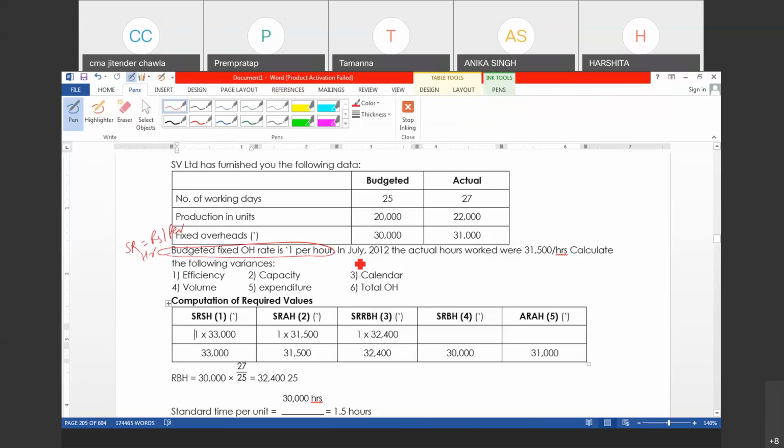Okay. And the second critical information is actual time. Actual time. This one and this one we have in July 2012. Right? This one is July 2012 data. You are required to calculate all these five, right? Firstly, you tell me whether it is a question of fixed overhead or variable overhead.